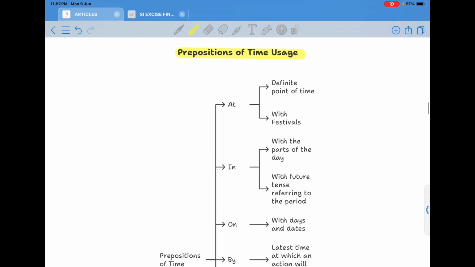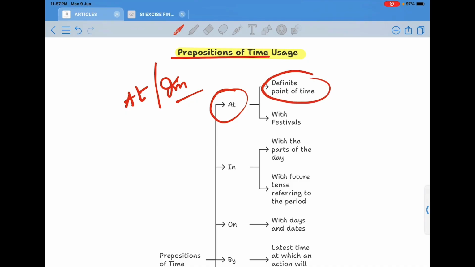Okay, now I am talking about prepositions of time, right? So the first thing that we are going to talk about is "at". Many times you may be facing a problem related to when to use "at" and when to use "in". Okay, I am at Agartala, I am in Agartala. So what is the exact right thing? So now we'll talk about it. So "at" is used with a definite point of time. For example, a definite point of time.